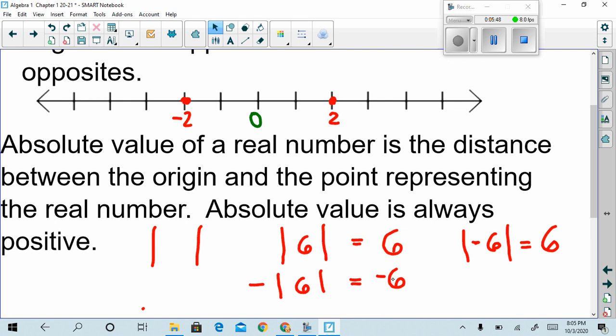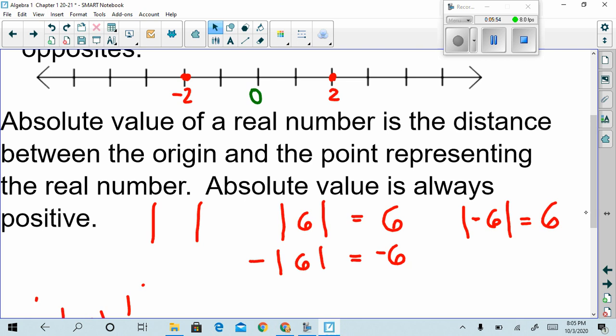When I look at absolute value, there'll be times where you'll be asked to perhaps simplify an expression first before you take the absolute value. So you may have an expression like this, which I would first have to evaluate what's inside, and then I take the absolute value of that. Again, absolute value is always positive.